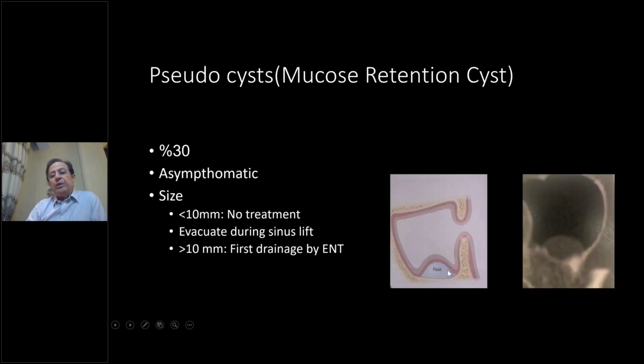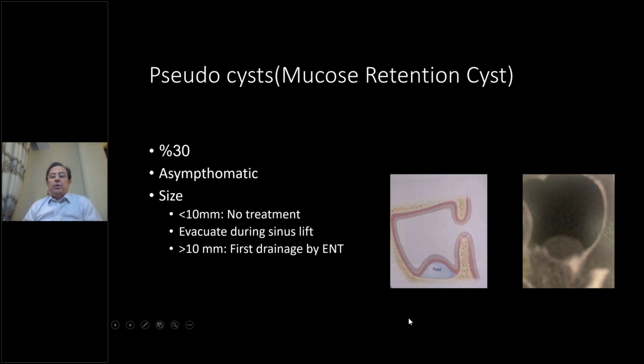It's only the accumulation of fluid under the membrane. It has no epithelial lining, but it's surrounded by a fibrous layer. It is asymptomatic. It has been shown in 30% of the cases.